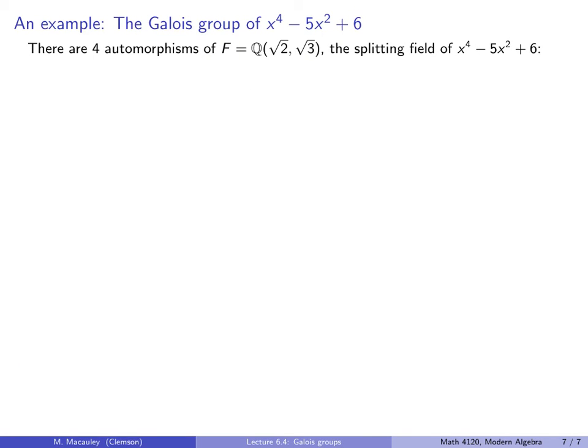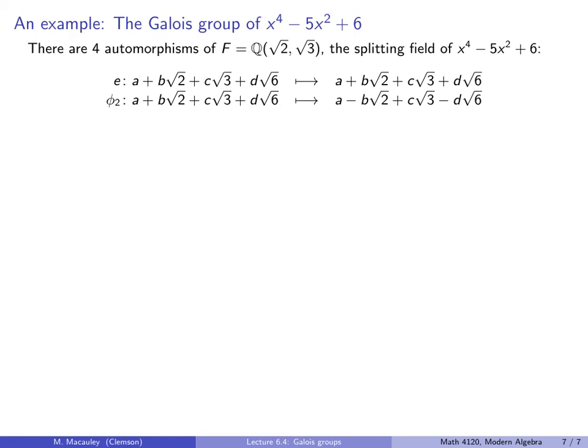In summary, there are 4 automorphisms of the field Q adjoined root 2 and root 3, which is the splitting field of this polynomial. The identity fixes everything, and now recall that an arbitrary element of this field has the following form: a plus b root 2 plus c root 3 plus d root 6. So the identity does nothing. Phi2 fixes a. It swaps the sign of b, so b root 2 gets sent to negative b root 2. It fixes root 3, and it swaps the sign of root 6.